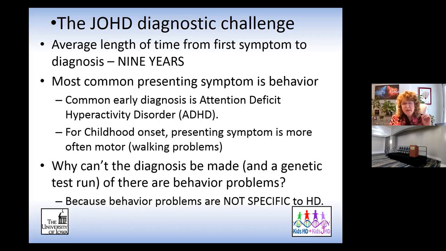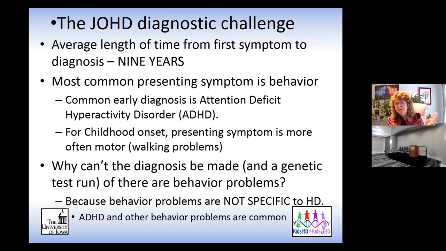But here's the thing: why can't the diagnosis be made when a child has ADHD? Why can't we just say, you're at risk for Huntington's, your child has ADHD, let's go ahead and get the genetic test? That can be problematic, so let's walk through why. One major reason is because ADHD and other behavioral problems are common, okay?